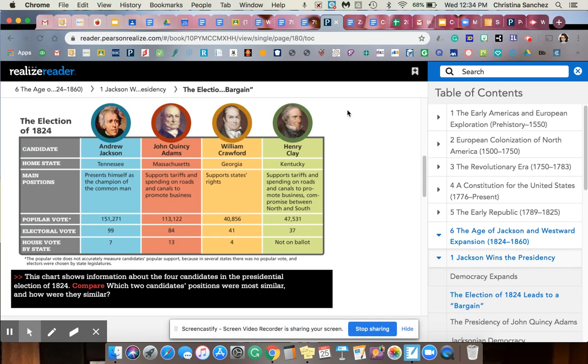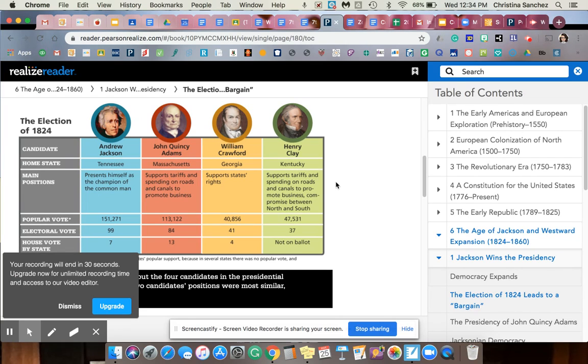Now, the question wanted you to look at which two candidate positions were most similar and how they were similar. In order to determine that, you would have had to go to main positions, this particular section of the chart. You'll notice that John Quincy Adams and Henry Clay had the biggest similarities between the two. Both supported tariffs and trying to develop a domestic way to make the United States better, so working on canals and roads. William Crawford was very different, as was Andrew Jackson. So that should have been the response to your answer.